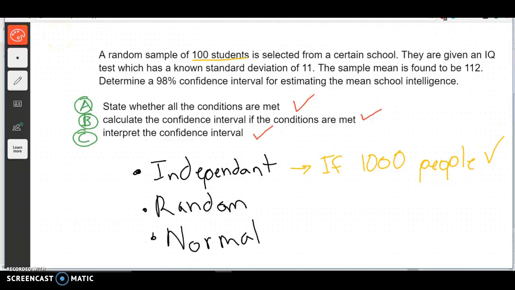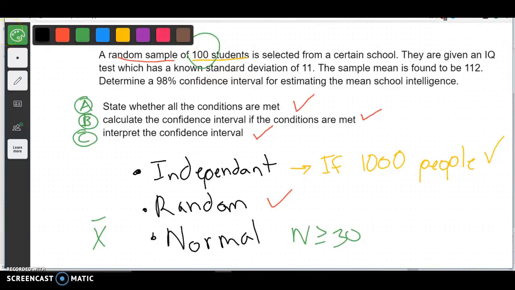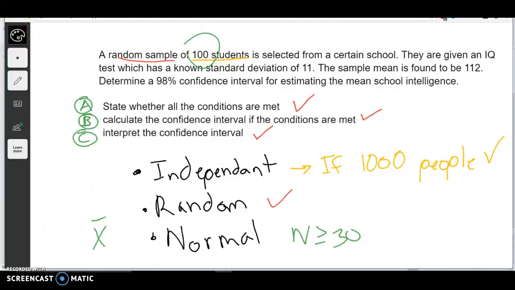The next thing that we have to look for is random. They said it's a random sample, so that one checks off. And the last thing we need is it's bigger than normal. For ones that we're looking for X bars or means, that's where we say that n has to be greater than or equal to 30. So we have 100. That's greater than or equal to 30. So we have pretty much checked off the first condition, that all the conditions are met. So let's move on to calculating the confidence interval.